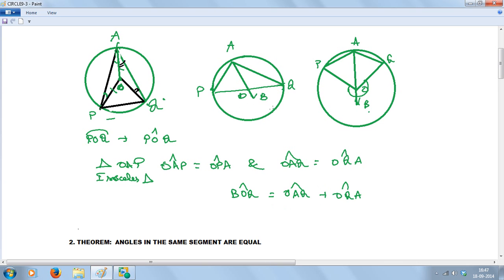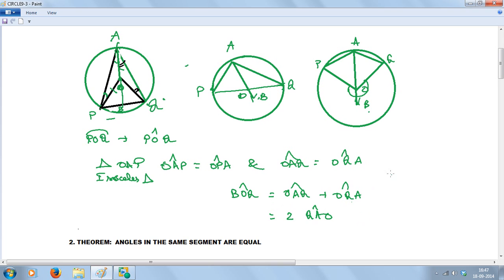The small construction we have made here, in the first one we have not made. So extend the line AO to meet the circle at B, or you can make any point, extended way. So what about angle BOQ? BOQ is equal to the sum of the two interior angles OAQ plus OQA. Now both OAQ and OQA are equal, so it is equal to 2 times angle QAO.